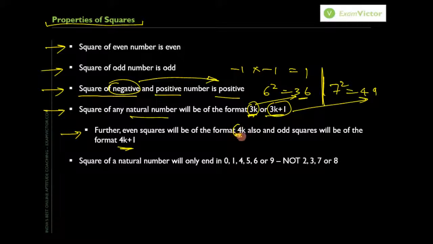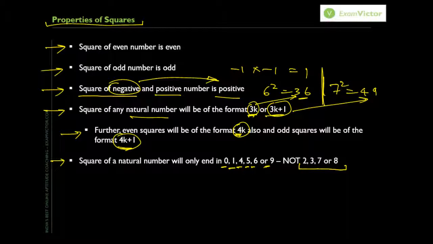It's a quirk. The proof is not very important. If you remember this, great. If you don't remember this, doesn't matter, because the question that requires you to solve this, there will be another way to solve it also. Okay. Another point, square of a natural number will only end in 0, 1, 4, 5, 6 or 9. It will never end in 2, 3, 7 or 8.